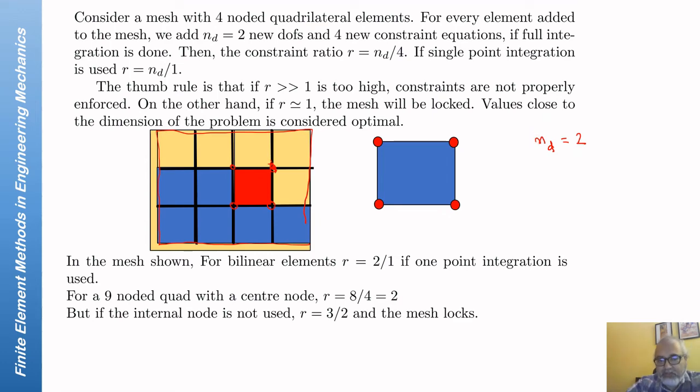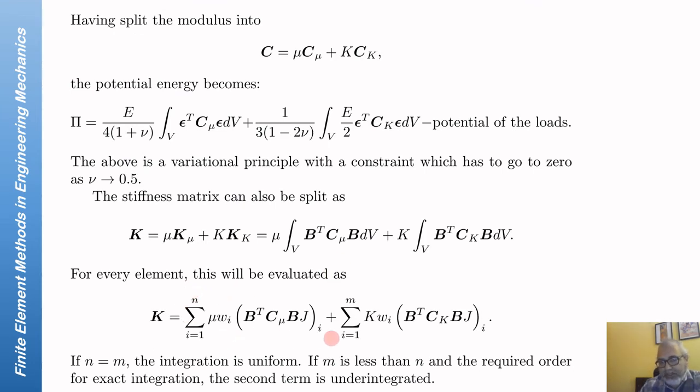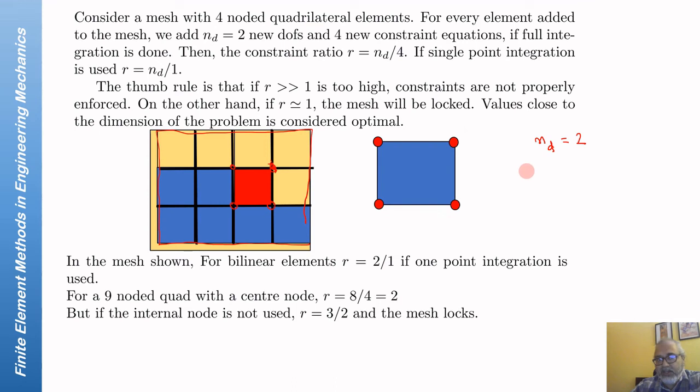Now, how many constraint equations have we added here? If we do a full integration, then n will be equal to 4 because I'm doing 2 cross 2 Gauss quadrature, so m will also be equal to 4. So 4 new constraint equations will be added. Then we can find a constraint ratio, which is nd divided by the number of constraint equations added, which is 2 by 4, equal to 1/2. About the constraint ratio, the thumb rule is that if it is 1 or lower, around 1, then the mesh will be locked. If the constraint ratio is much greater than 1, then the constraints are not properly imposed. So an optimal constraint ratio is about equal to the dimension of the problem.